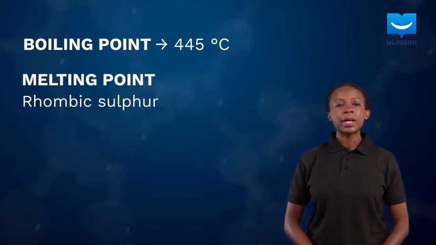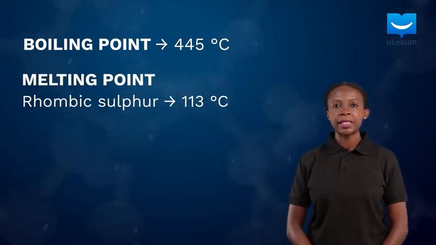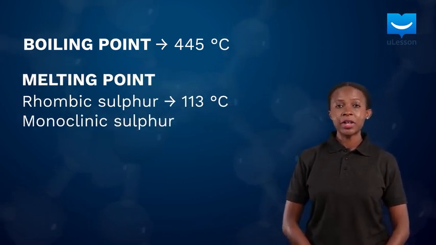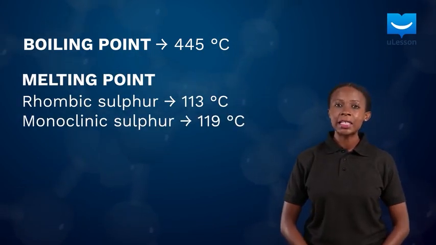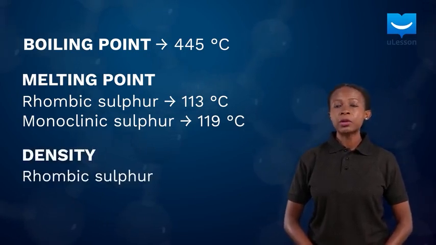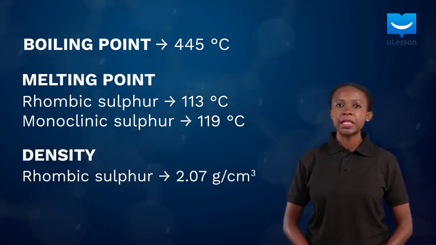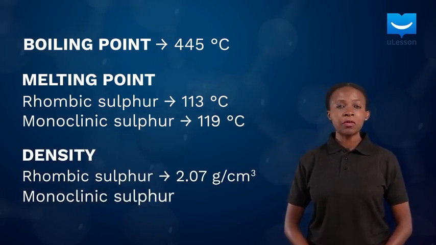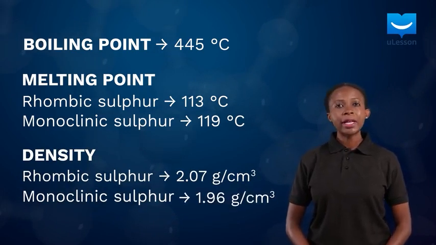Sulfur has a boiling point of approximately 445 degrees Celsius, while its melting point and density depend on its allotropic form. For example, rhombic sulfur has a melting point of 113 degrees Celsius, while monoclinic sulfur has a melting point of 119 degrees Celsius. Also, rhombic sulfur has a density of about 2.07 grams per cm cubed, while monoclinic sulfur has a density of about 1.96 grams per cm cubed.